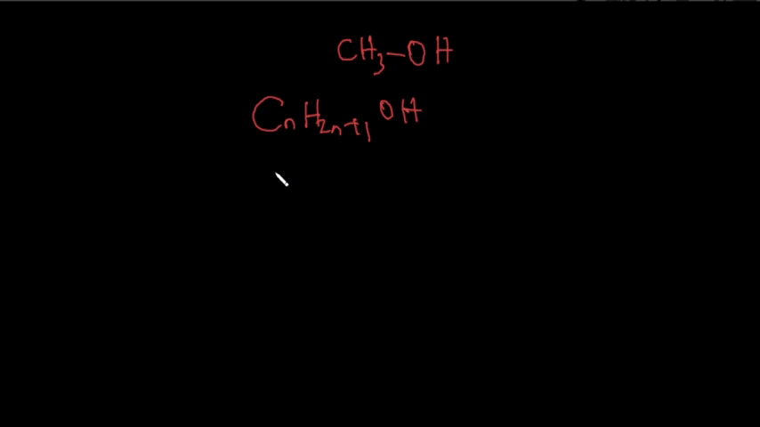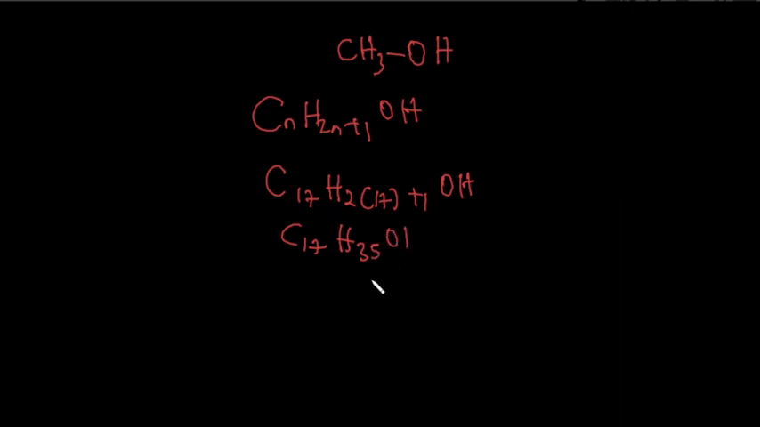So moving ahead, if I want to look for an alkanol that has 17 carbon atoms, that will be C17 H(2 times 17 plus 1) OH. That is going to give me C17, H2 times 17 is 34, plus 1, that's 35, and then I have OH. So this is your heptadecanol, basically the chemical formula of your heptadecanol. With that said, we go back to our slide.